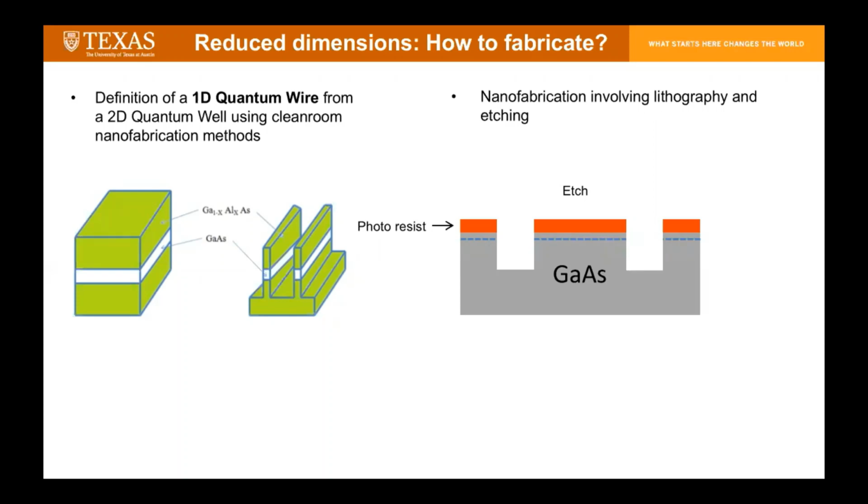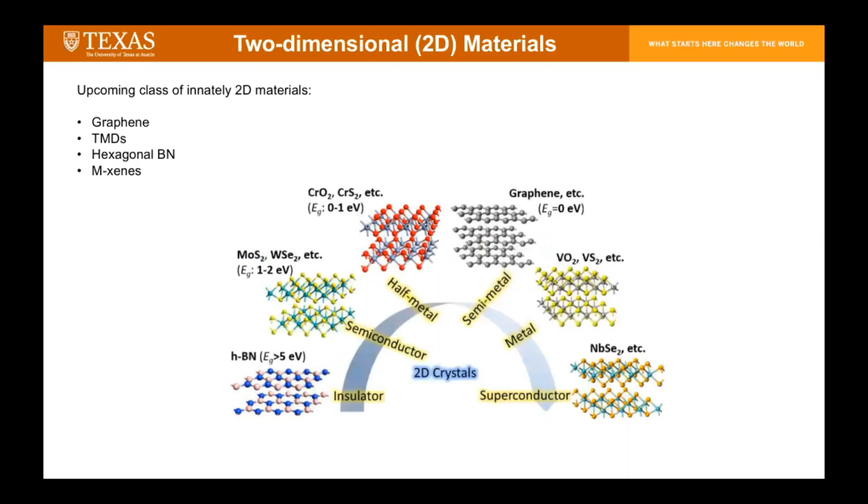So these are the different ways of producing low dimensions in the clean room and using growth techniques of MBE. But I want to quickly talk about these new class of materials called 2D materials, which I'm sure most of you work with. They are intrinsically thin, atomically thin materials. So by default, these materials have a two-dimensional electron gas system in them.